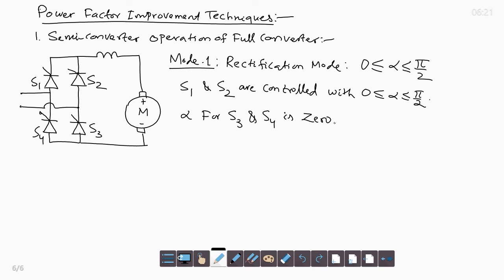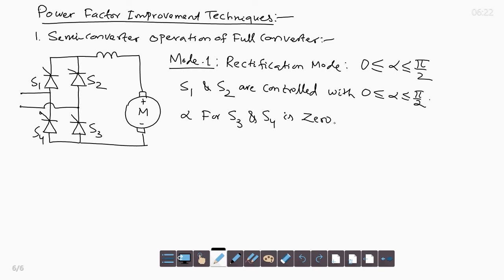So how is the S3 and S4 firing angle kept at 0? Because thyristors S3 and S4 are turned on with alpha equal to 0. In normal fully controlled converters, S1 and S3 receive the same gate pulse simultaneously, and S2 and S4 get the same gate pulse simultaneously, with a shift of pi between S1 and S2. But in this case, the switching signals are different for all 4 thyristors. So that is the complex control circuit, having 4 firing pulses for 4 thyristors. Let us see how it gives better power factor.